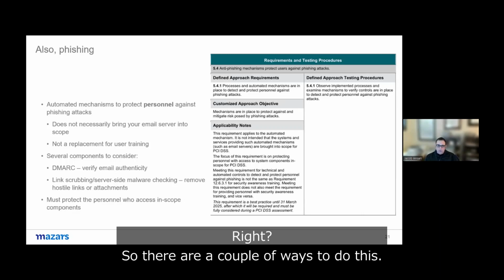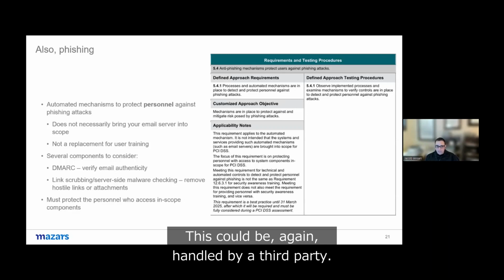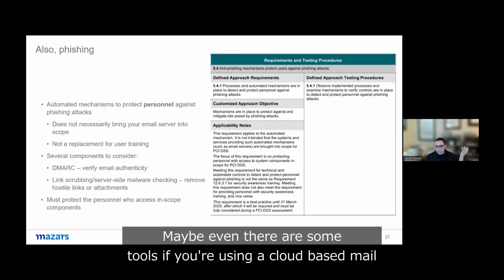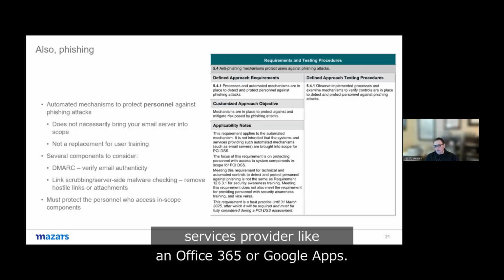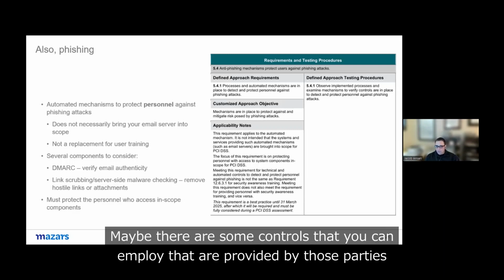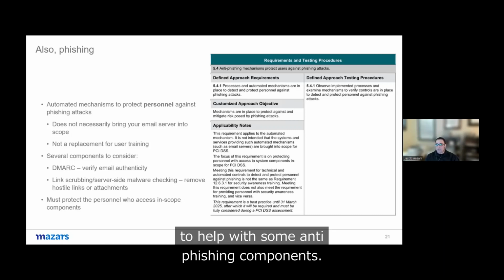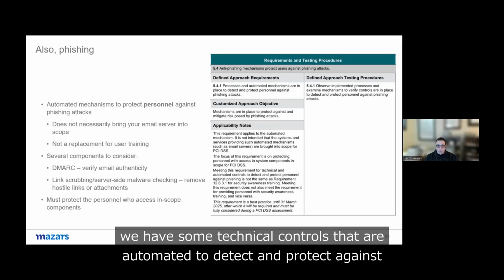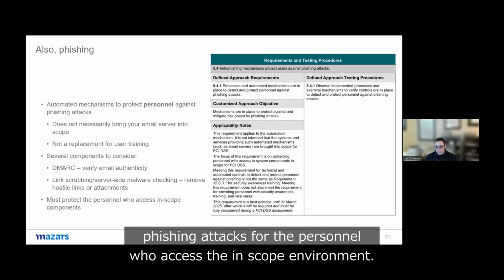So there are a couple of ways to do this. This could be handled by a third party. This could be done with some internal sets of tools. Maybe there are also tools if you're using a cloud-based mail services provider, like Office 365 or Google Apps. Maybe there are some controls provided by those parties to help with anti-phishing components. But the goal is to say we have some technical controls that are automated to detect and protect against phishing attacks for the personnel who access the in-scope environment.